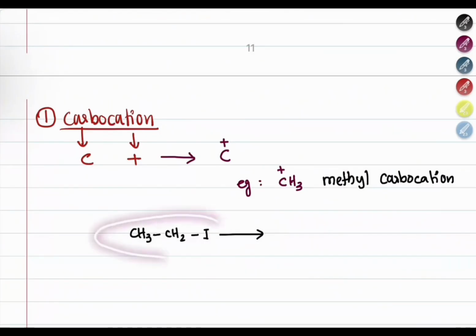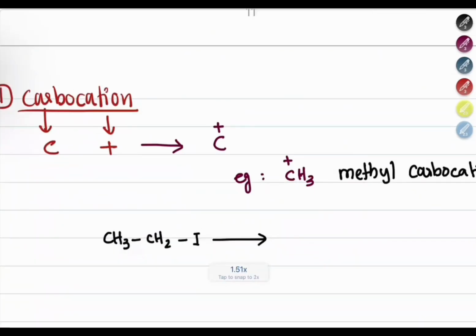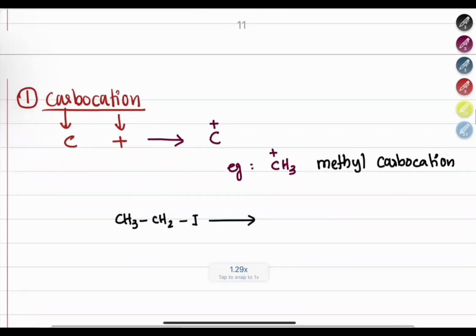Now we'll see a reaction which will result in the formation of a carbocation. Suppose this reactant, CH3CH2I, is reacting, and the bond between CH2 and iodine is breaking. What will happen? Between carbon and iodine, we know the electronegativity of iodine is very high compared to carbon. So the bonding electrons will move to the iodine instead of the carbon, right?